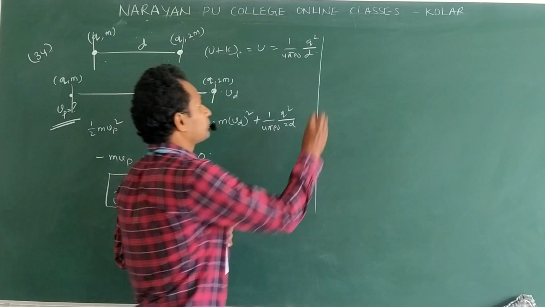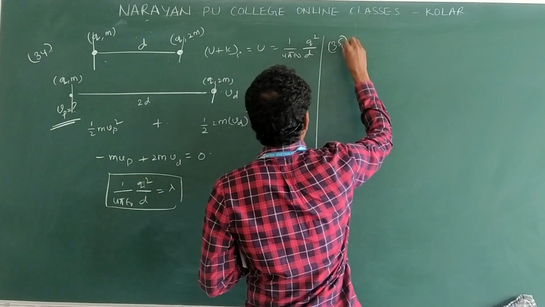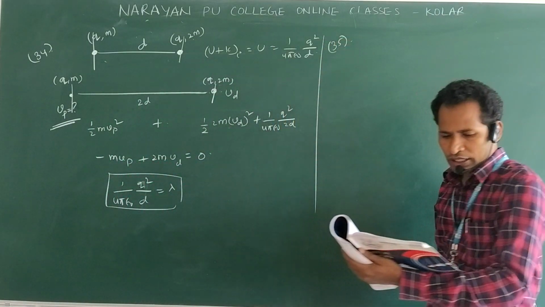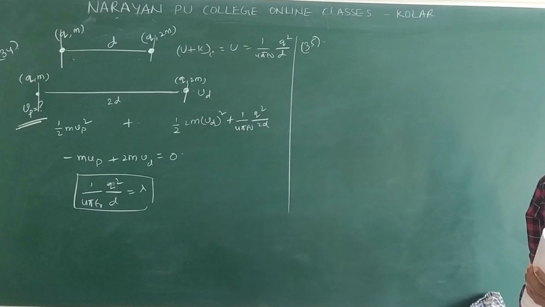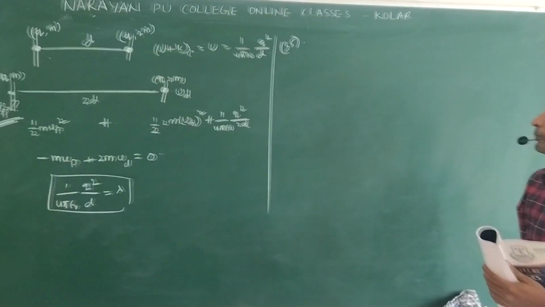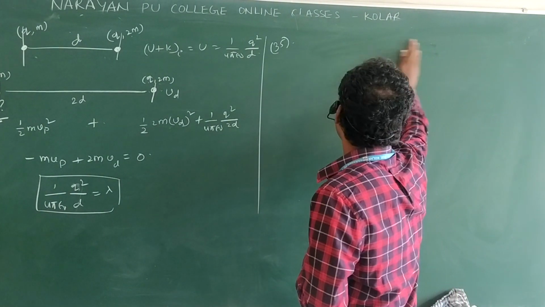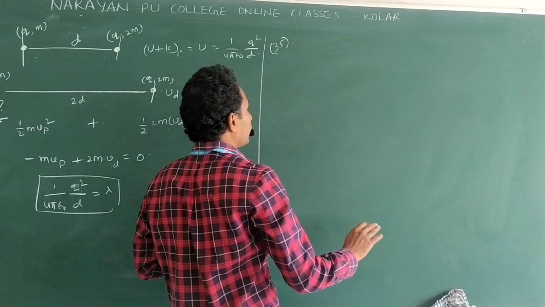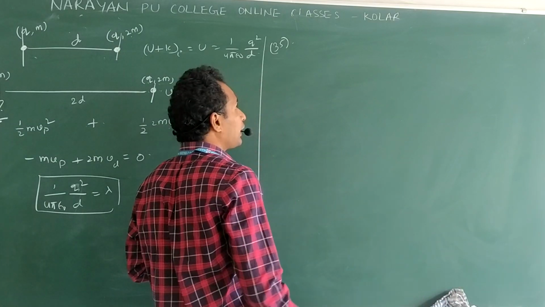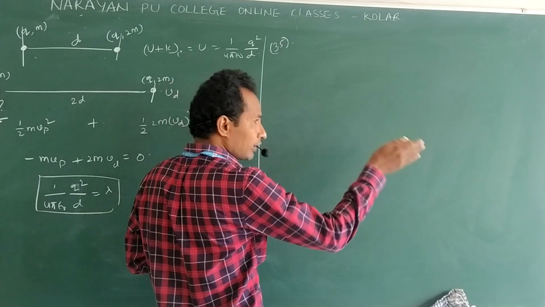Next, 35. On a quarter ring of radius r, there is a linear charge density lambda. The electric field at center O is asked. Remember, electric field due to linear charge density bodies, they are like wires. It is in an arc shape.